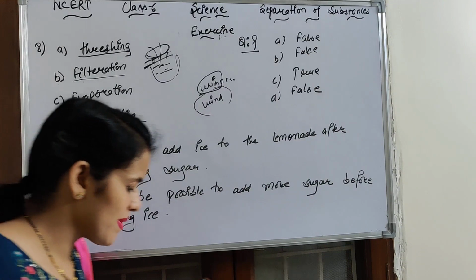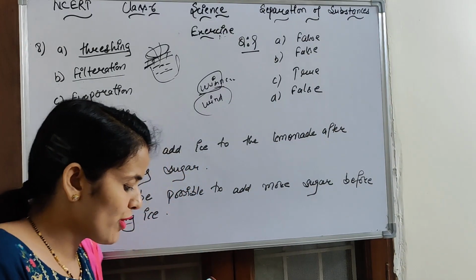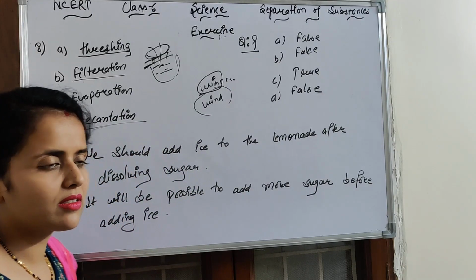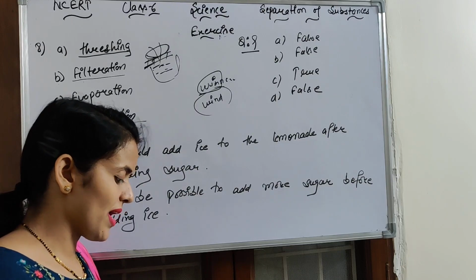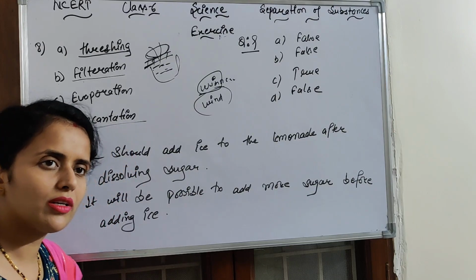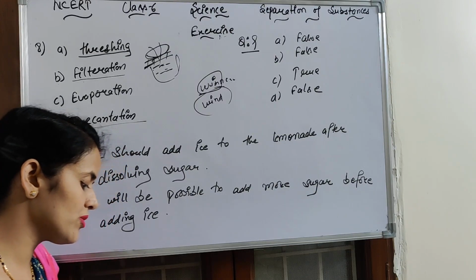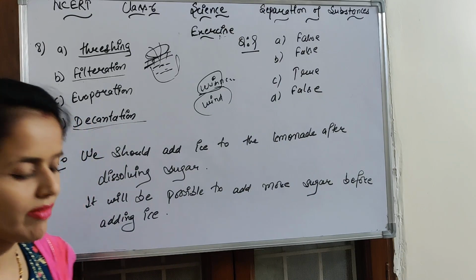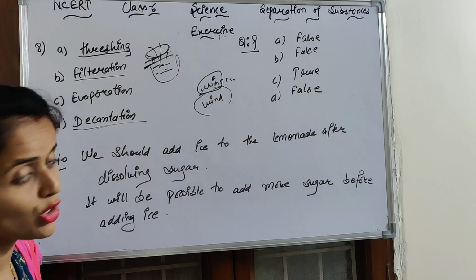So question number 10. Lemonade is prepared by mixing lemon juice and sugar in water. You wish to add ice to cool it. We make lemonade in summer. Lemonade is prepared by mixing lemon juice and sugar in water. We want to add some ice. So should we add ice to the lemonade before or after dissolving the sugar? In which case would it be possible to dissolve more sugar?